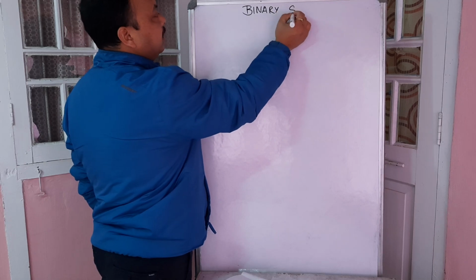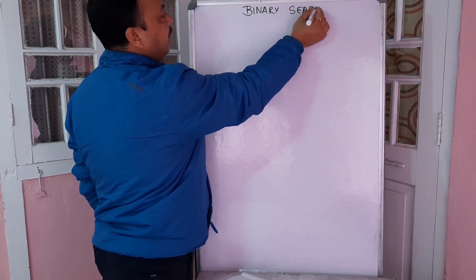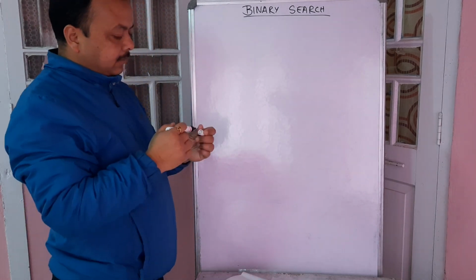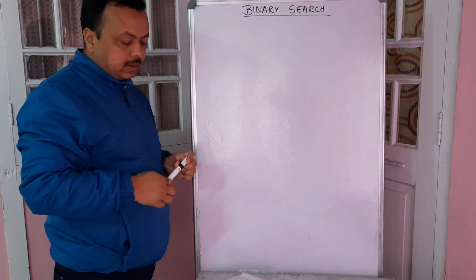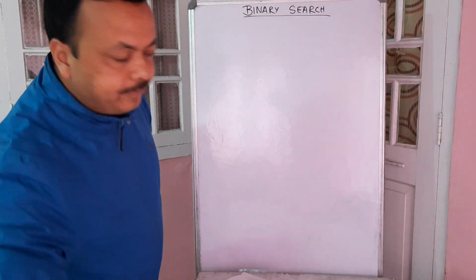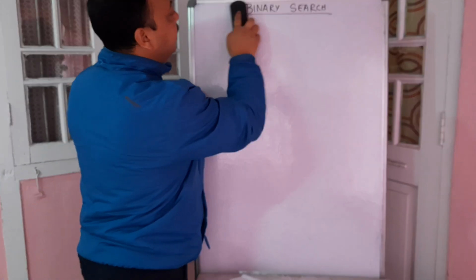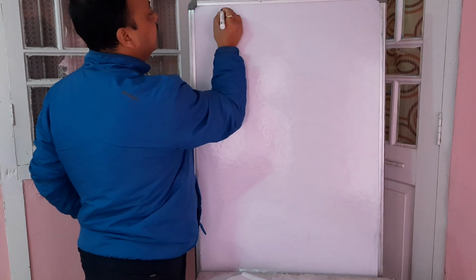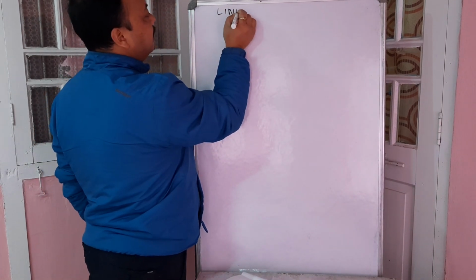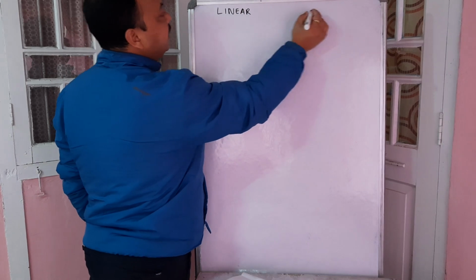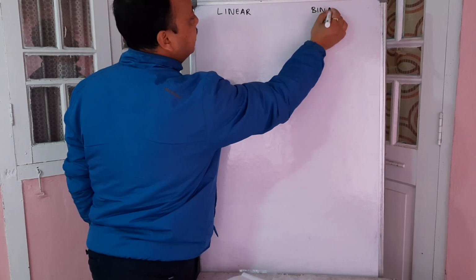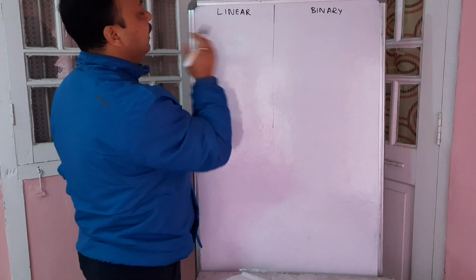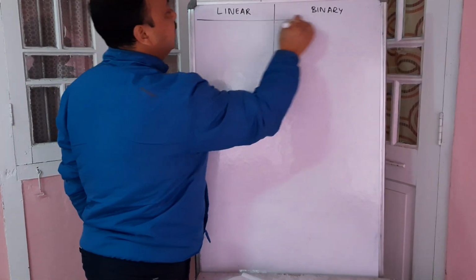Binary search. Before we head to the actual working of binary search, let us first differentiate between linear search and binary search. As I have always mentioned, make two columns in order to differentiate linear search and binary search. So I'm drawing a line to divide the board into two areas.